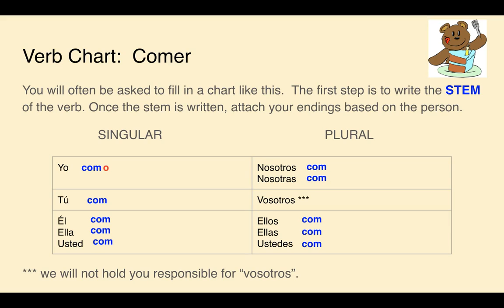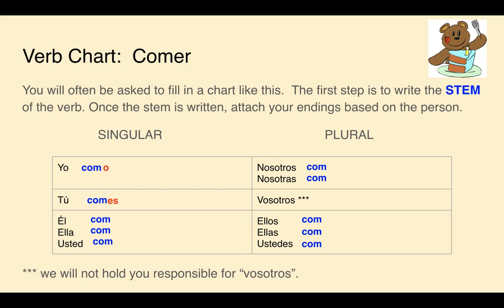Again, you should have yo como. The yo form is the same in AR, ER, and IR. Tú comes. Remember, the AR verb, it was AS. ER verbs, you change those A's to E's. So tú comes with an ES.